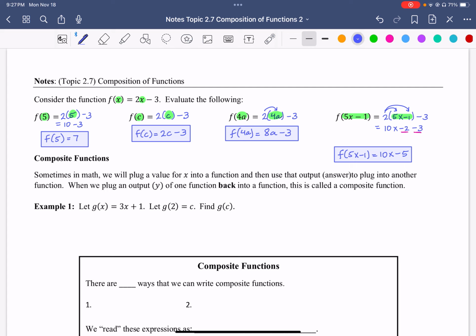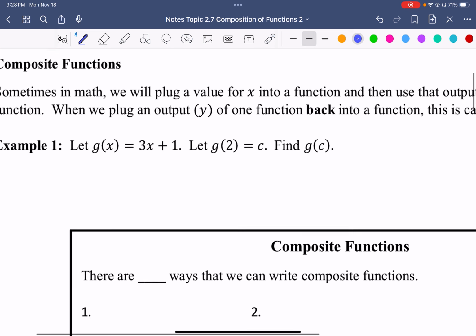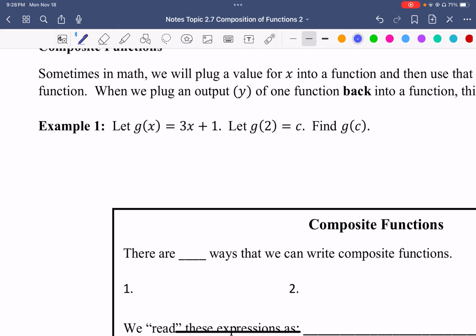Okay, so composite functions. Sometimes in math, we will plug a value for x into a function and then use that output, the answer, to plug into another function. When we plug an output y of one function back into a function, this is called a composite function. So example 1 says, let g of x equal 3x plus 1, and then let g of 2 equal c. Find g of c. Well, in order to find g of c, I first need to figure out what c is.